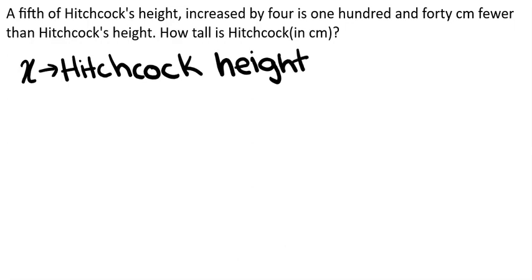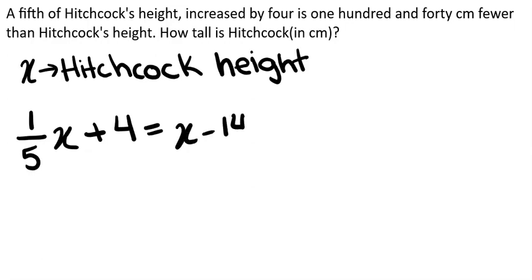Now let's make an equation. The problem is saying a fifth of Hitchcock's height, 1 over 5 of x, which is Hitchcock's height, increased by 4, plus 4, is 140 centimeters fewer than Hitchcock's height, is equal to 140 centimeters fewer than Hitchcock's height. So x minus 140.